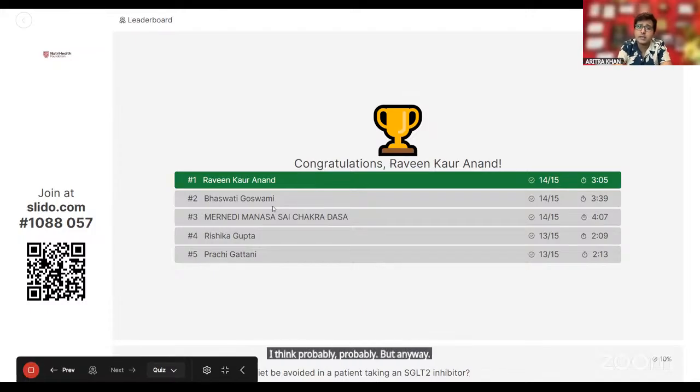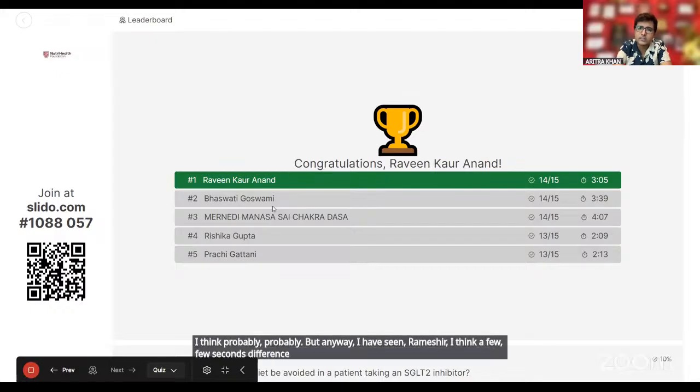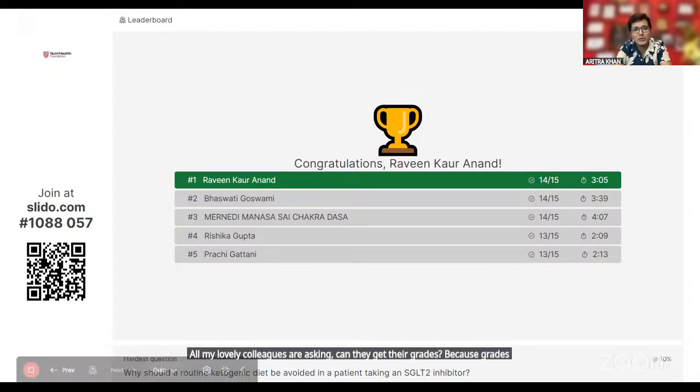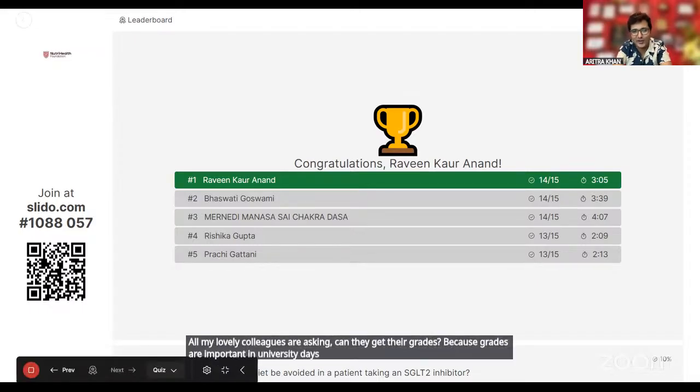I have seen Ramesh sir, I think a few seconds difference, like what Dr. Bhashkar said about the KBC. So yeah, there are a lot of colleagues asking, can they get their grades? Because grades are important in university days. Also, we are waiting for our grades because I was very poor in physics.